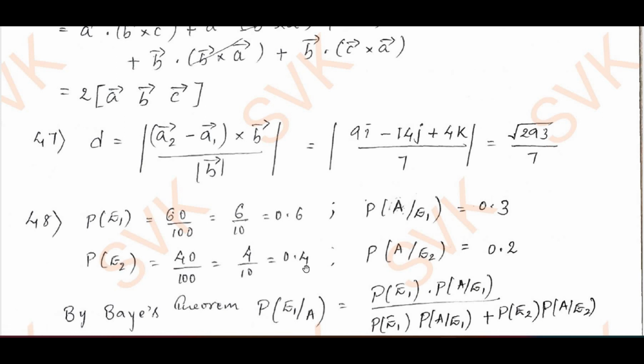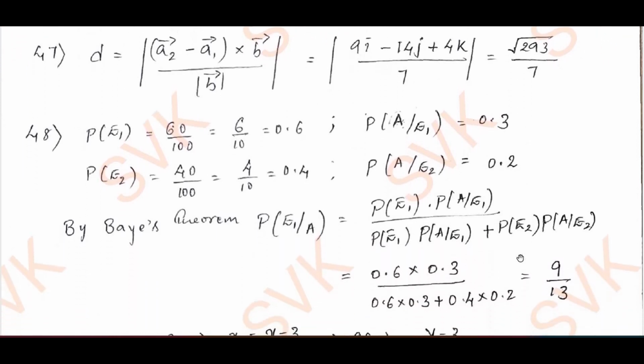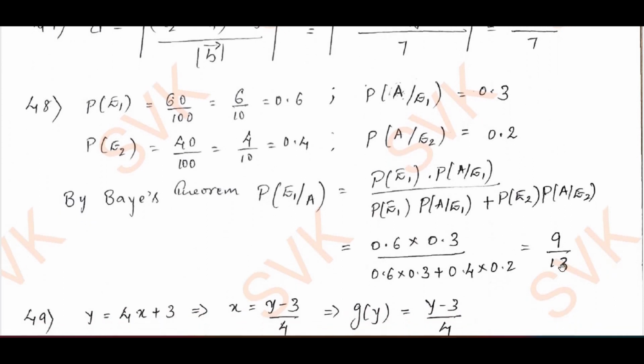Probability of event 2 has got 0.4. Conditional probability of A given E1 is 0.3. Probability of A given E2 is 0.2. So by applying Bayes theorem, we are going to get the answer as 9 by 13.